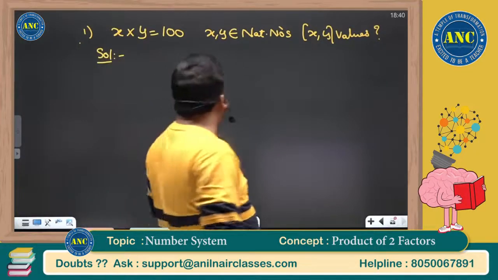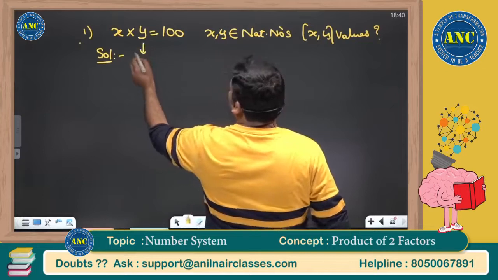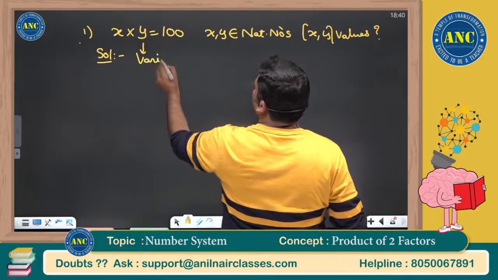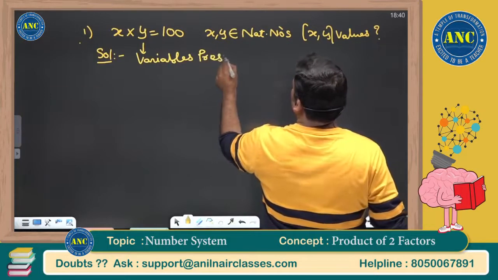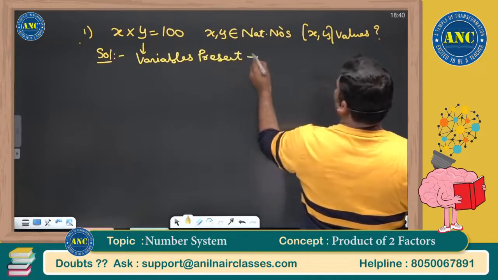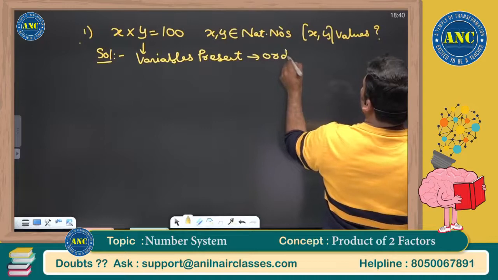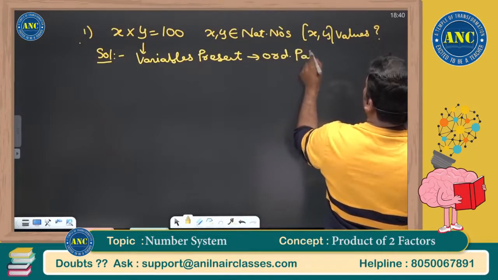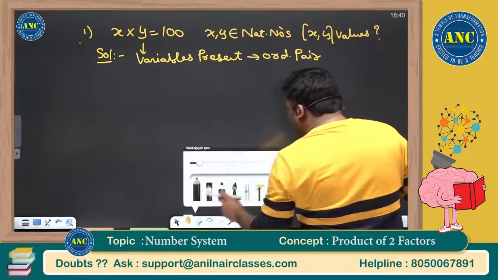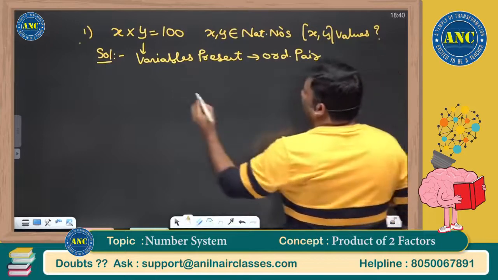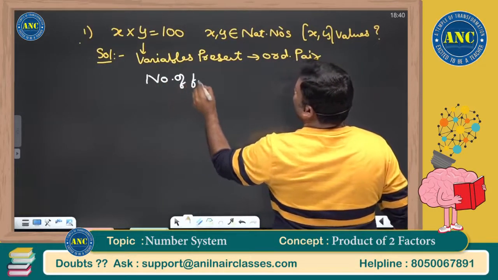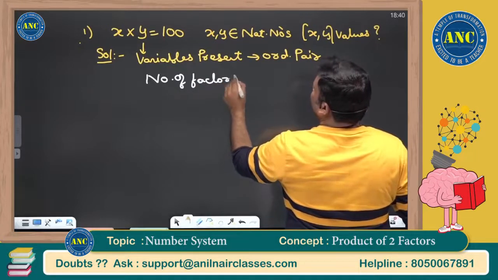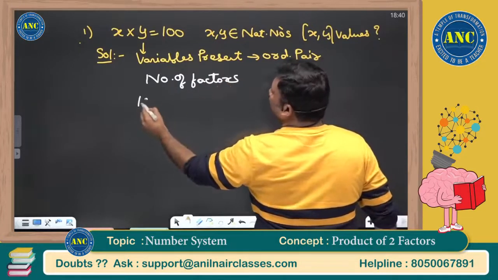Solution. Step by step we will discuss. Are the variables present in the question? Yes. If the variables are present in the question, it will be an ordered pair. In an ordered pair, the answer for the question is nothing but the number of factors. How to find the number of factors?